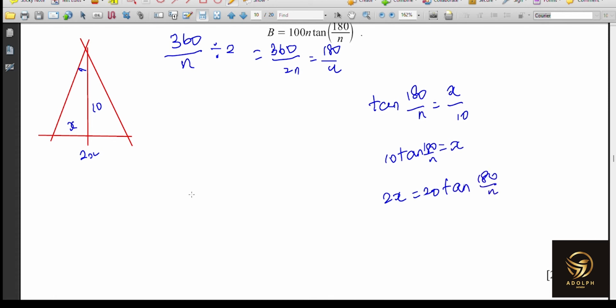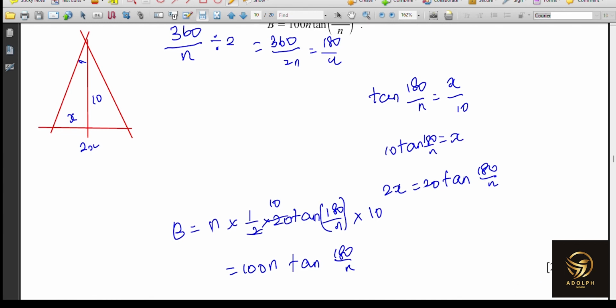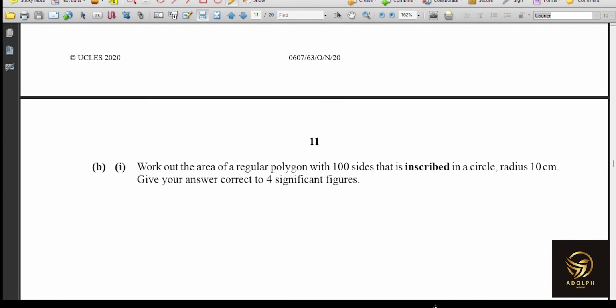So I want to find the area of the polygon, which they mentioned as b. How many identical triangles are there? It is n, because it has n sides, times the base, which is 2x, that is 20 tan 180 by n, times the height, which is 10, all times half. If I simplify, the 2 and 20 simplify into 10, then 10 into 10 is 100, 100n tan 180 by n. Is it the same that I have to prove? Yes, the same. So I proved it. I'm going to the next one.